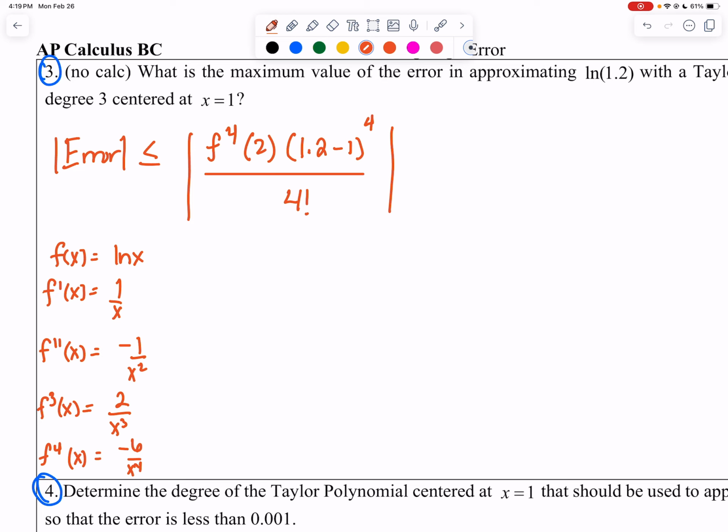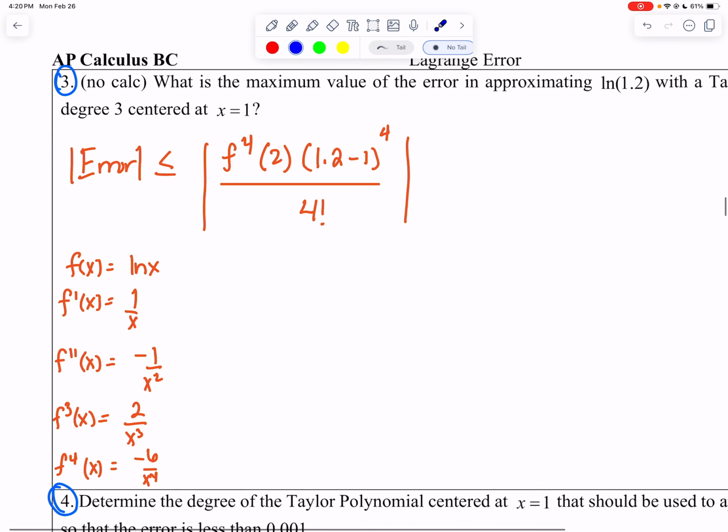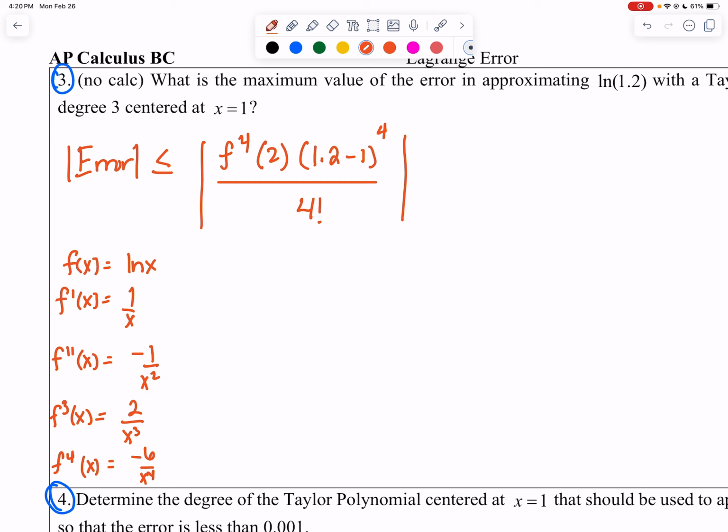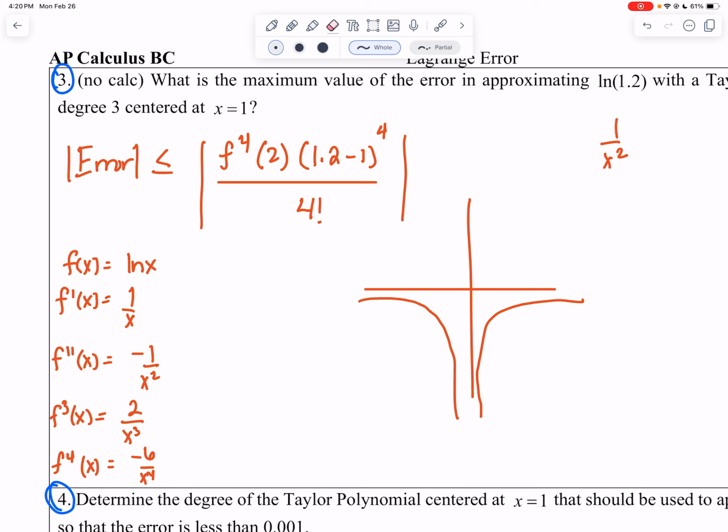Okay, so now remember that z is going to be between 1.2 and 1 right here. So if I'm going to think about this in terms of negative 6 over x to the fourth and what that looks like, it kind of looks like 1 over x squared. So remember that 1 over x squared looks like this. But then, because we have a reflection over the y-axis right here, because it's a negative, my function is going to look something like that.